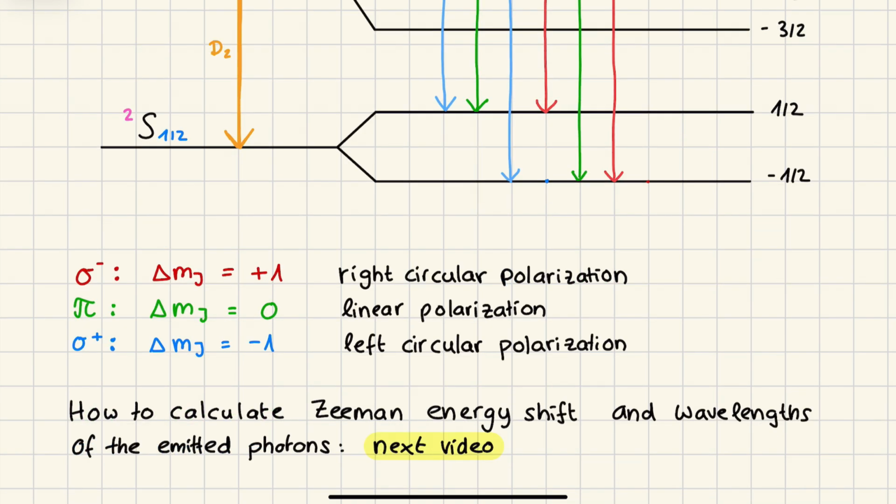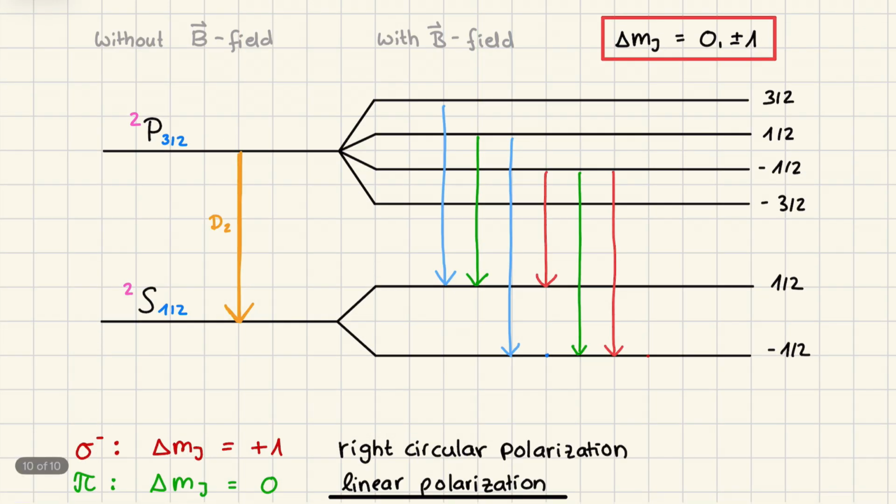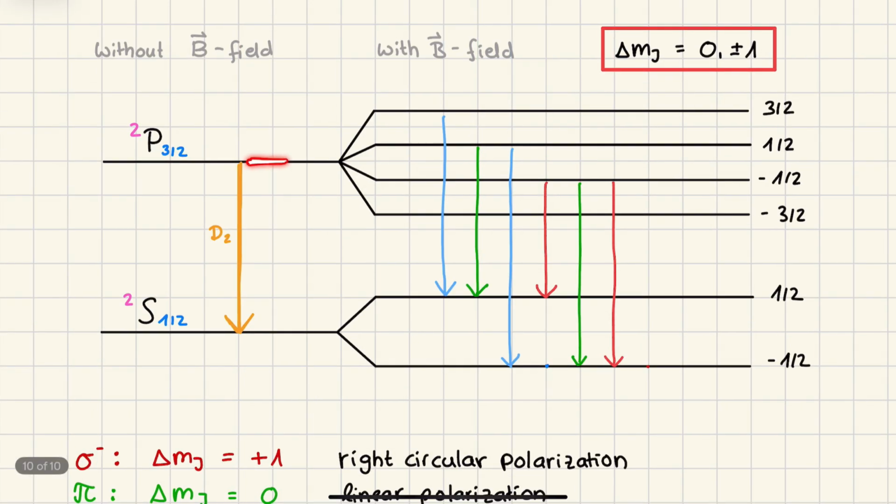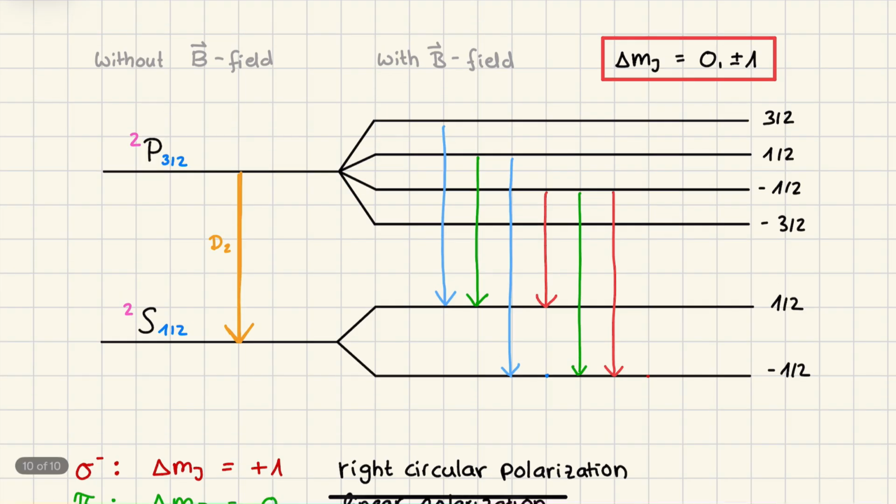In the next video about the Zeeman effect, we're going to calculate the Zeeman energy shift, which refers to the difference between the normal energy level and, for example, this energy level. So between the energy level without a magnetic field and between the split ones with the magnetic field. Once we know the energy shift, we can calculate the energy level of each of those substates, and once we know the energy levels, we can determine the energy difference and thus the wavelength of the emitted photon. So that's what we're going to cover in the next video.